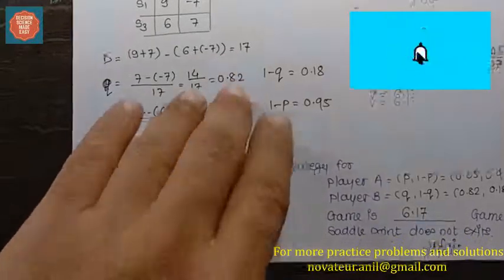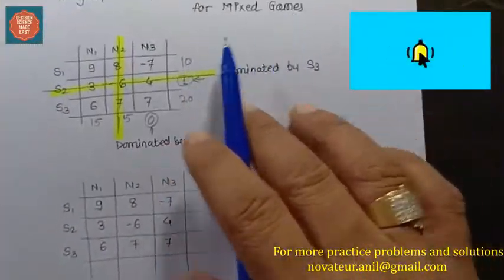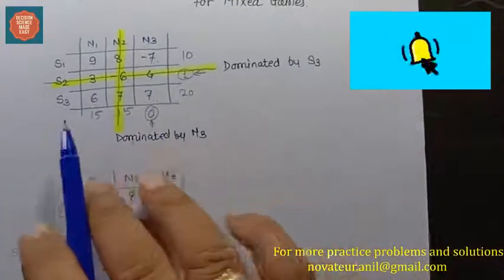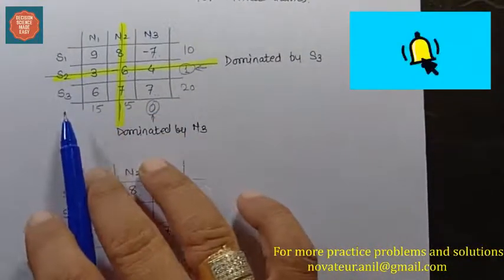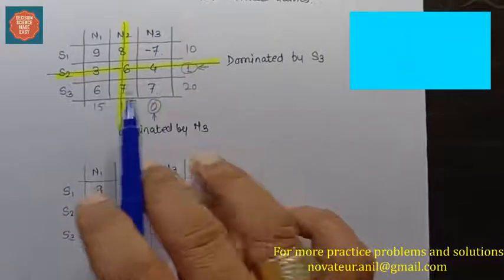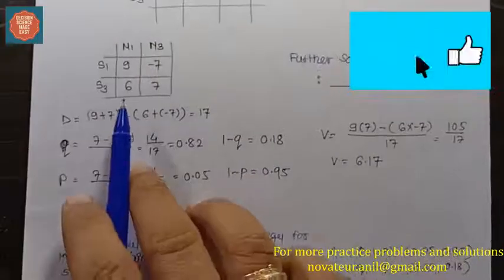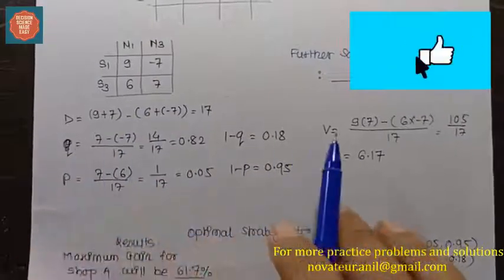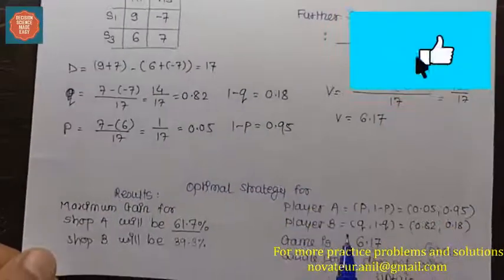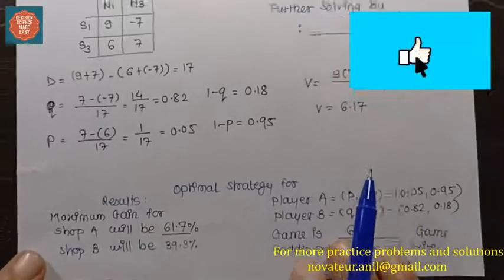So very simple. When a game theory problem is to be solved by the principle of dominance and it is a mixed game, we are going to compare each row with the rule of dominance. Then we are going to compare the columns with the rule of dominance, and whatever is left we are going to find the values of p, q and v, and if the v value is equal to 0, then we can say that it's a fair game, otherwise it is an unfair game.